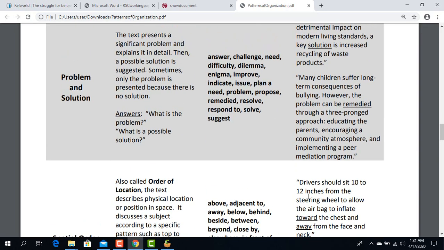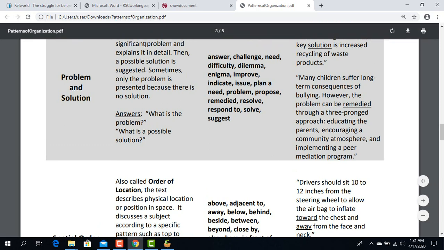Problem solution. What do you mean by problem solution? This paragraph usually presents a significant problem, and then it explains it in detail. Then a possible solution is suggested. Usually, we also have these signals: need, challenge, issue, plan, problem, purpose, propose, resolve, remedied, respond to, etc.